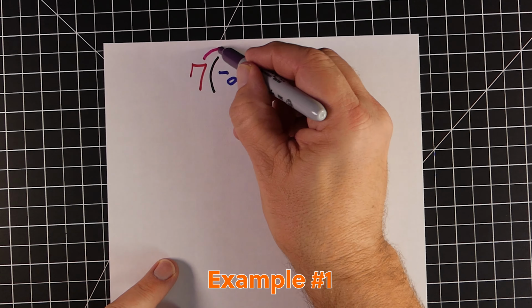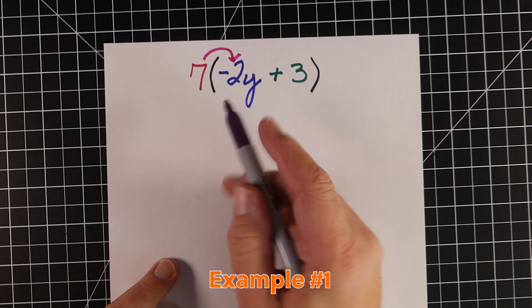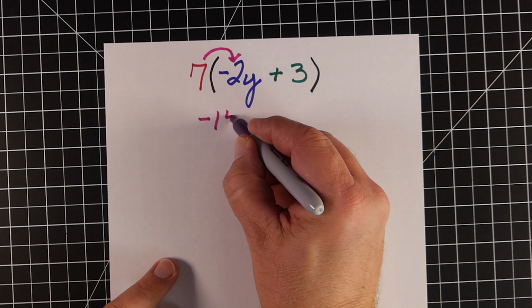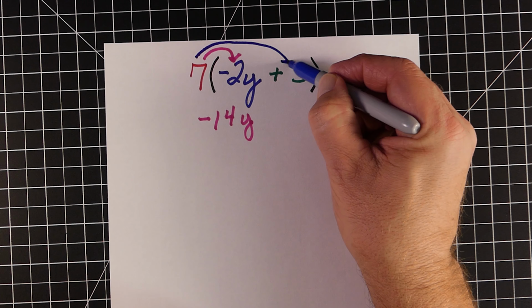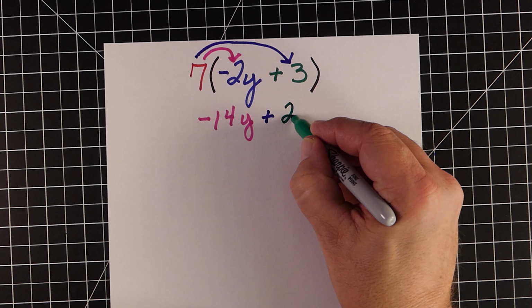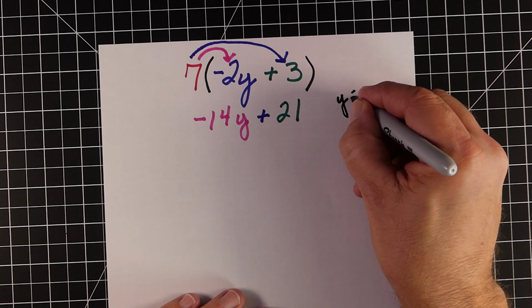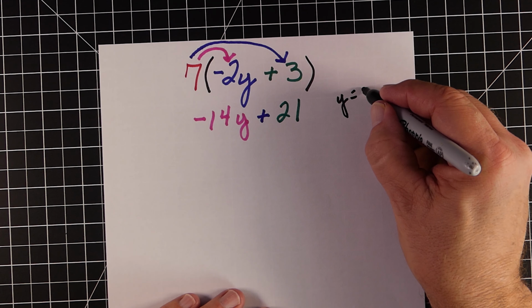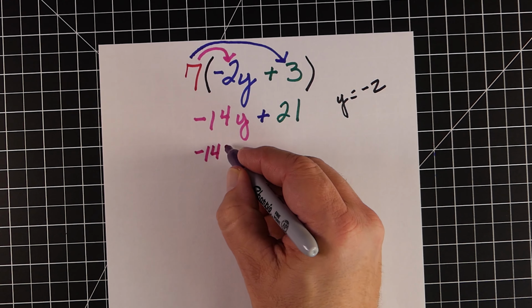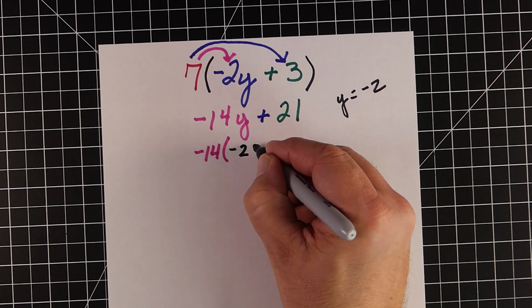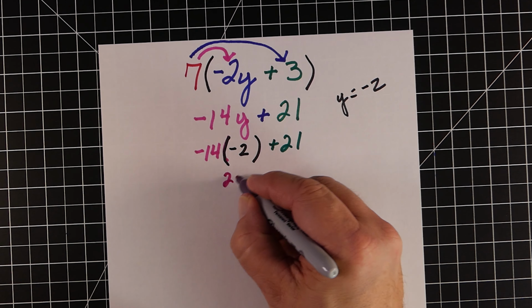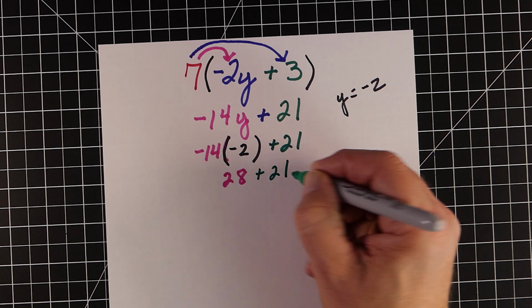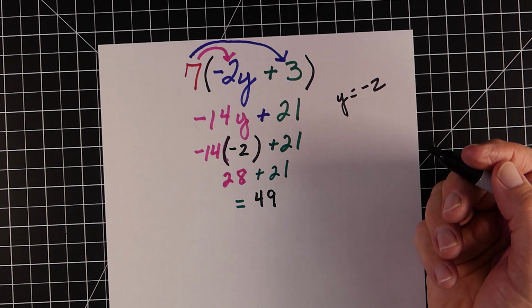So here's our first example. Let's say we're using distributive property and we're going to distribute or share this positive 7. So I would take 7 times the negative 2y, and that would give me negative 14y. Then I would take 7 times this positive 3, and that would be positive 21 or just a plus 21. If I would like to evaluate it, what I can do is just plug in a negative 2 for y. So I'd make negative 14 times negative 2, and then we'd go ahead and add the 21. On the left side, negative 14 times negative 2 would be 28, plus 21, and that would give us a total of 49.